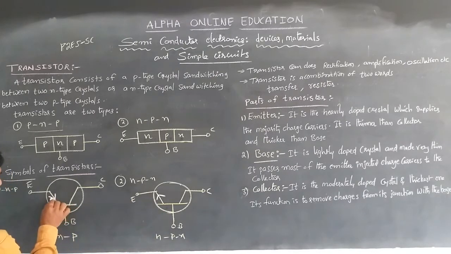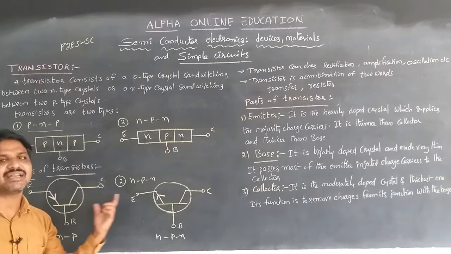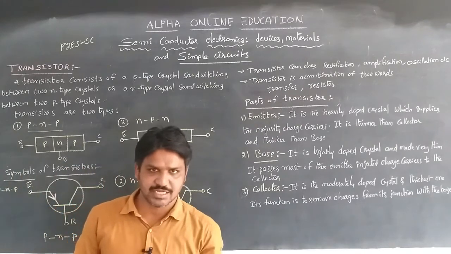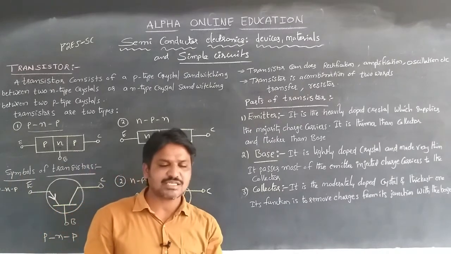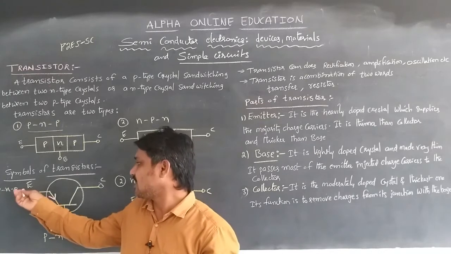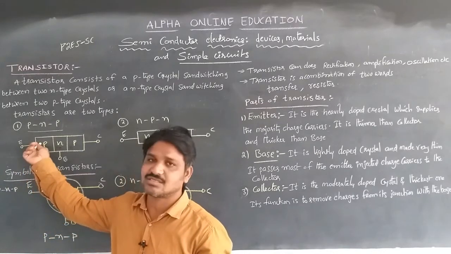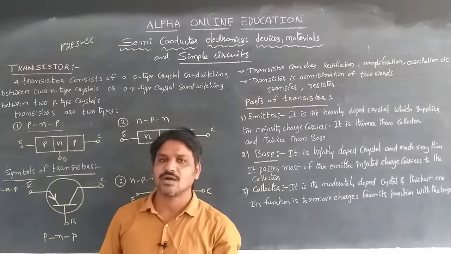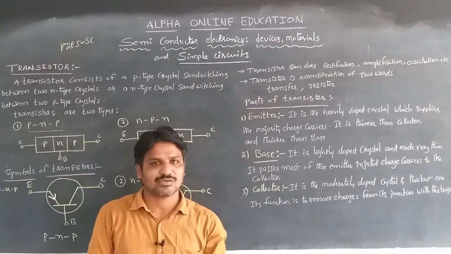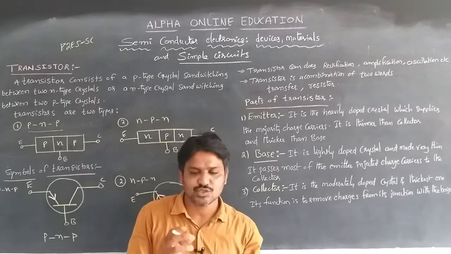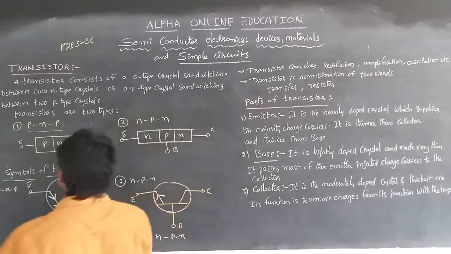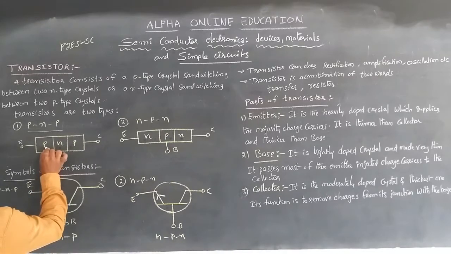The arrow gives the difference between PNP and NPN, because we know that charge always flows from positive to negative, from plus to minus. P has majority charge carriers that are holes, and N has majority charge carriers that are electrons. Current always flows from the positive terminal to the negative terminal, and the holes always move from P to N.